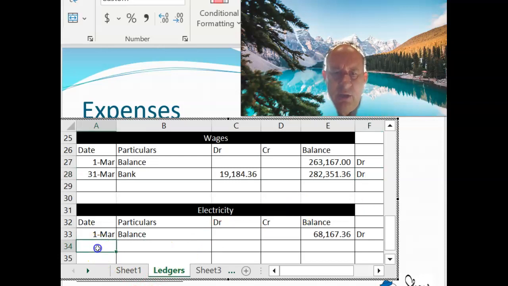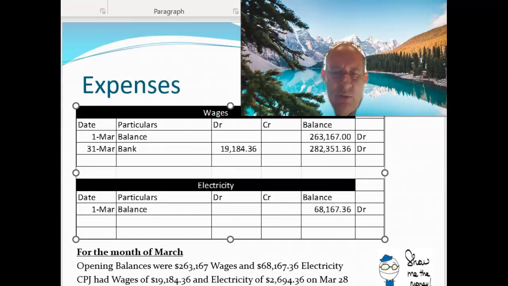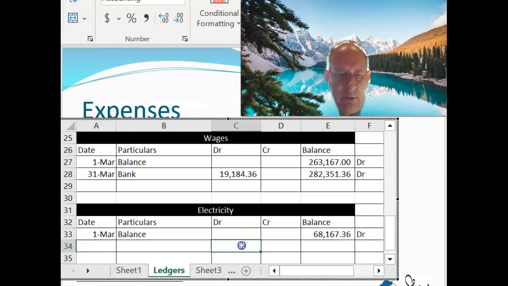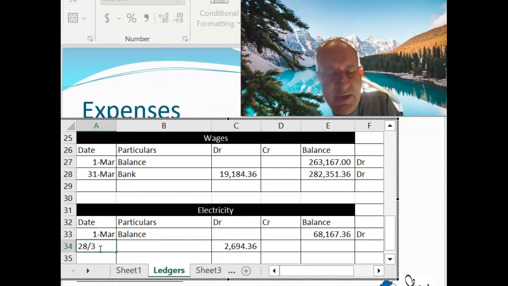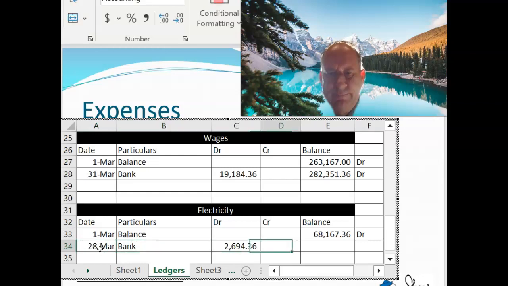For electricity is a bit different because we only pay it once a month. So it will go in the other column or the sundry column of our cash payments journal. We can see electricity 2694.36. And what we do is we put that on the day the electricity happened because it's in the other column. And we type bank. Again, a debit and a debit, we add them up.